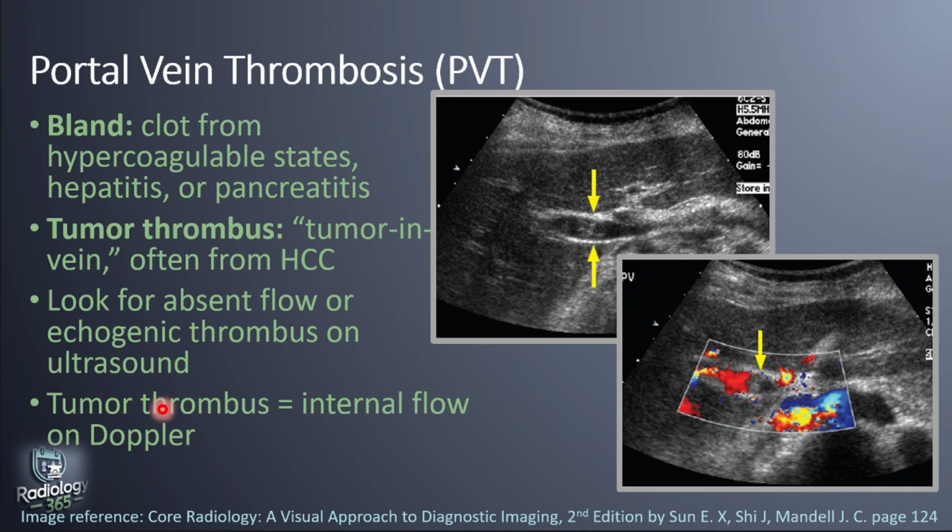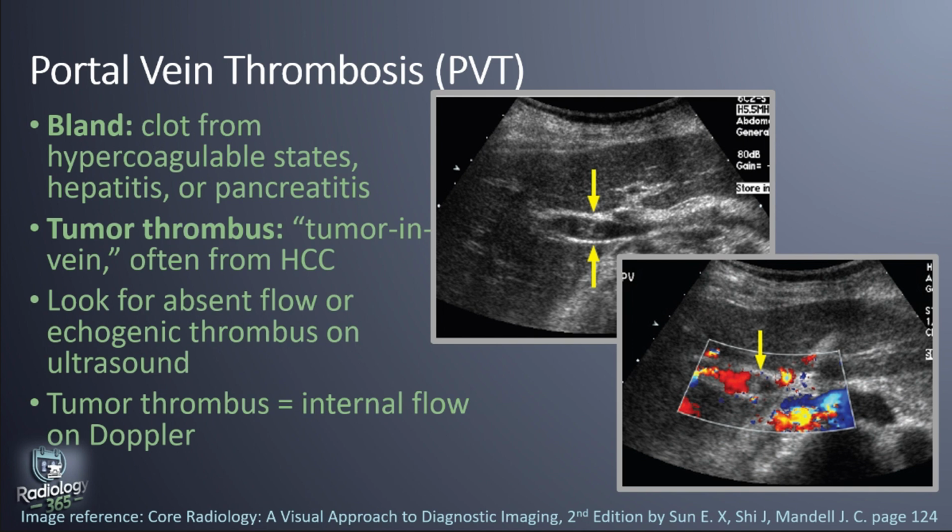That's a tumor thrombus. On ultrasound, you will see no blood flow in the vein and possibly a solid looking clot, that's something echogenic within the vein. If the clot lights up with color Doppler, it's likely a tumor thrombus.